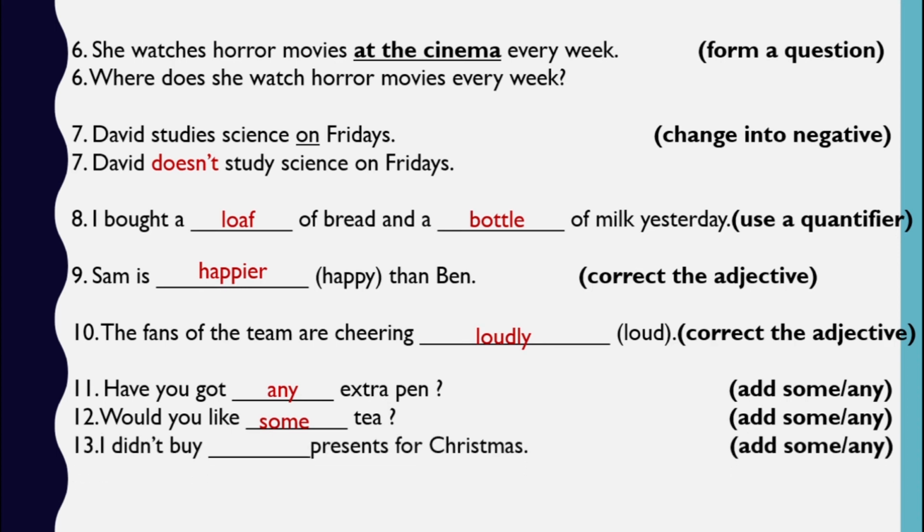13. I didn't buy presents for Christmas. Add some, any. Again, we said that any comes with negative and question sentences only. So here this is a negative sentence. Why? Because we have not here. So here I have to use any. Number 14. Give me sweets, please. Add some, any. Do you have here a negative sentence? You have not? No. Is it a question? No. So it's a normal sentence, so you're going to use some.